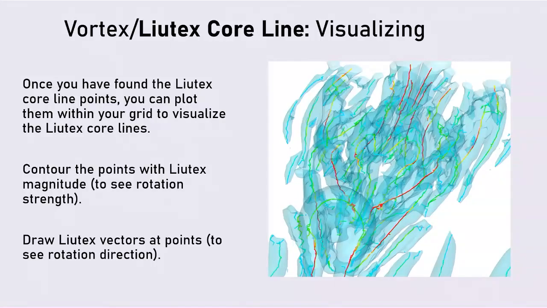We can contour the points with Liutex magnitude to see the rotation strength. And if we want to see the rotation direction, we could also plot the Liutex vectors at each point. I don't have any of these plotted with the Liutex vector, because I borrowed these figures. But you can add the Liutex vector to each one of the points, and you can see the direction of rotation anywhere in the core line.